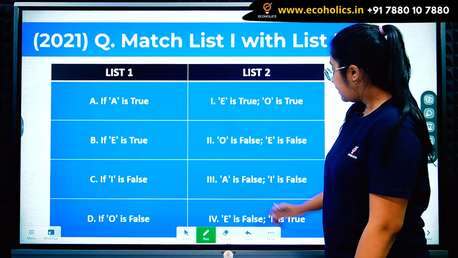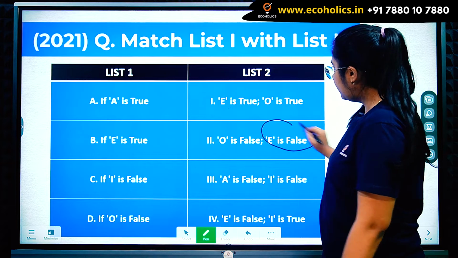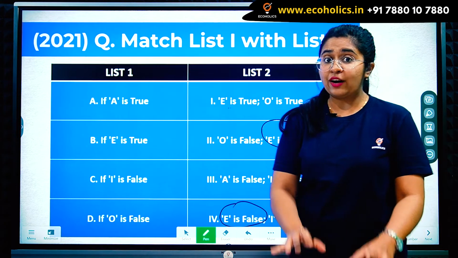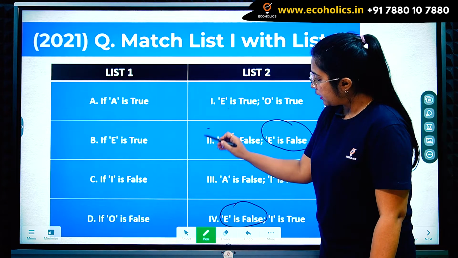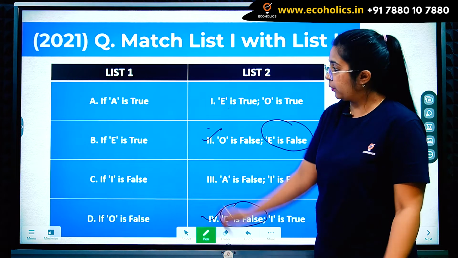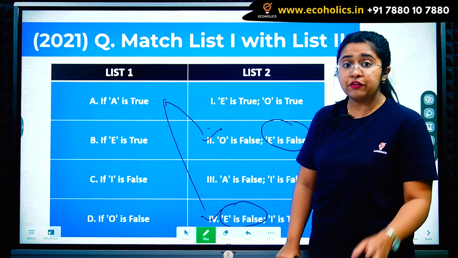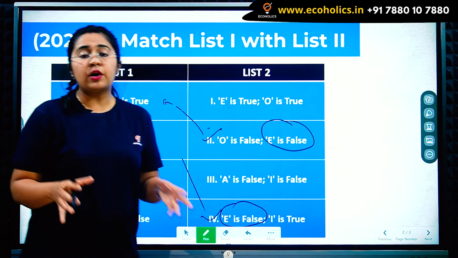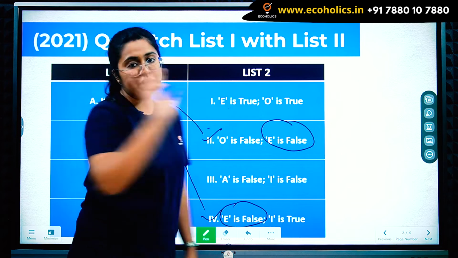So can we see an E is false type of statement? Yes, we can see it over here. One is over here and one is over here. Now we want to find out the correct answer. So it will be either this one or option 4. The correct answer can be either this or this. Now we have to judge the second option. In the second option, if A is true, then E is definitely false.